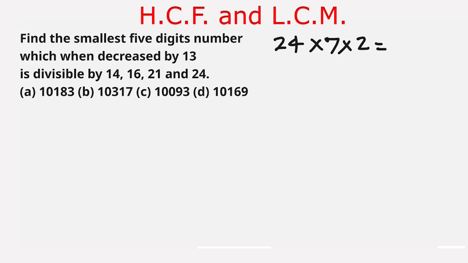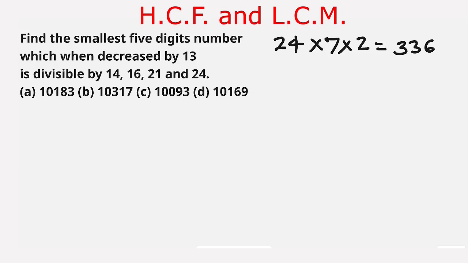7 times 2 is 14. 14 times 4 is 56. We write 6, we carry 5. 14 times 2 is 28 plus 5 is 33. So our LCM is 336.